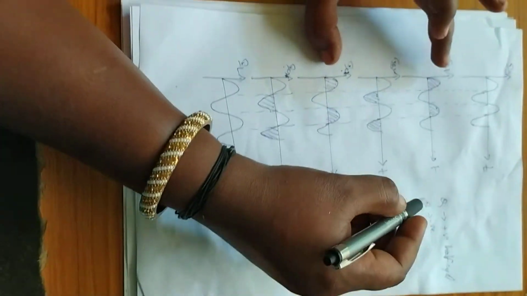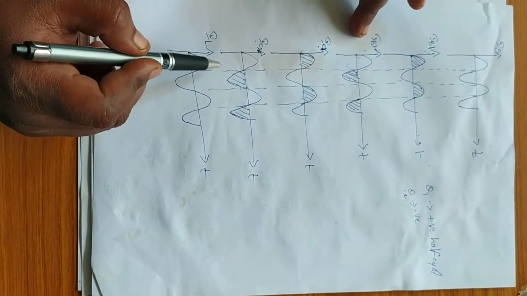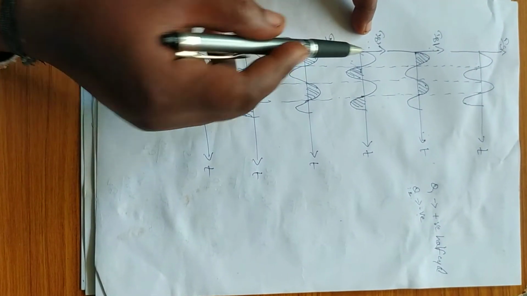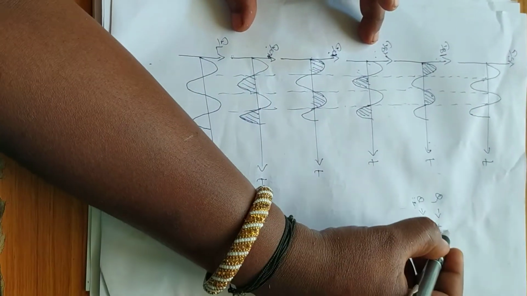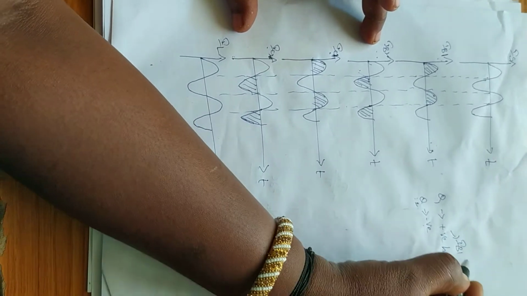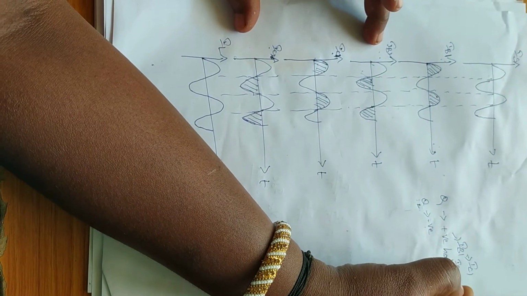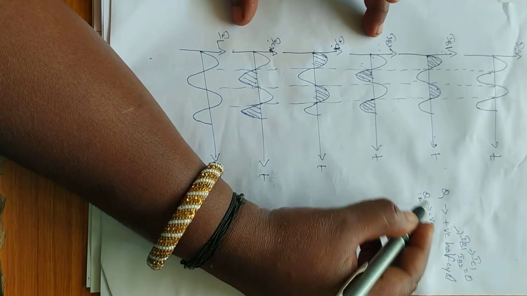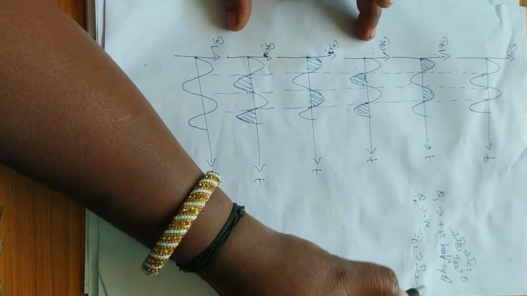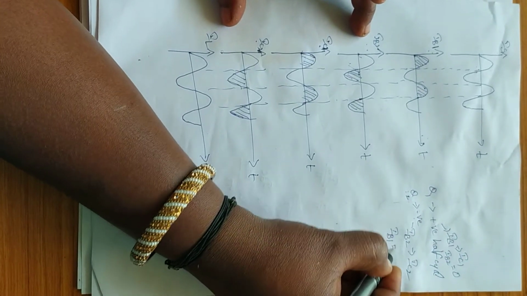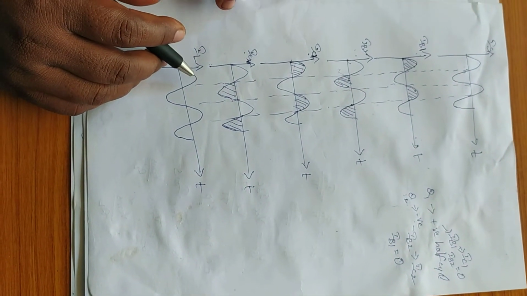Whenever Q2 conducts, IB2 flows. Whenever IB2 flows, IC2 flows. That means for positive half cycle, IB1 flows, so IC1 flows, whereas IB2 is 0. For negative half cycle, IB2 flows, so IC2 flows, whereas IB1 is 0. Like this, these are the waveforms in push-pull amplifier.